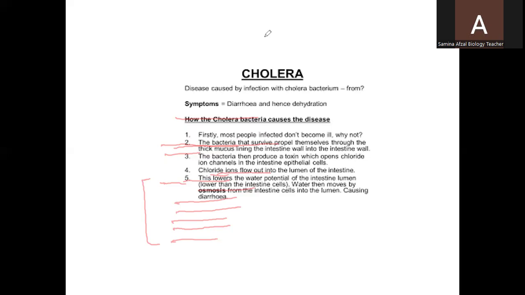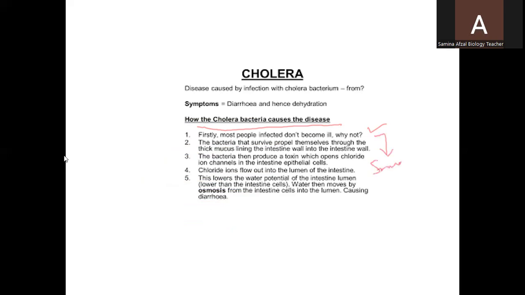So next, how do the cholera bacteria cause the disease when they enter into the body? Firstly, most people infected don't become ill. Most of the time they don't show symptoms. They act as carriers. When it enters the small intestine, which is its location, it invades the small intestine, and in the small intestine it produces a toxin, cholera toxin.